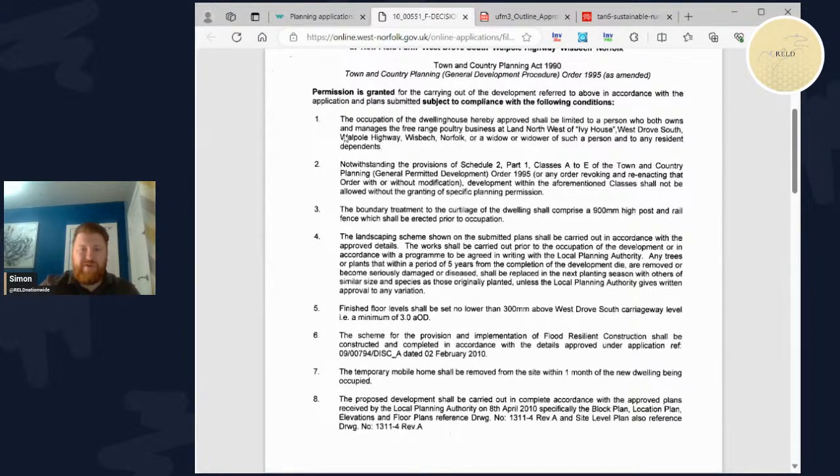You can see here on the planning document, typically on the planning portal, where you would access this information. We'll come on to some of the older ones that pre-existed the planning portal a little bit later. But contrary to what I've just said about what a typical occupancy clause would be, this is very clear in its terms. The occupation of the dwelling house hereby approved shall be limited to a person who both owns and manages the free-range poultry business at X property, or a widower or a widow of such person, and to any resident dependents.